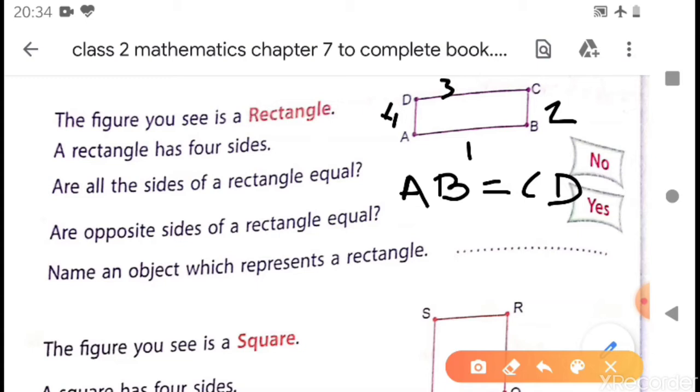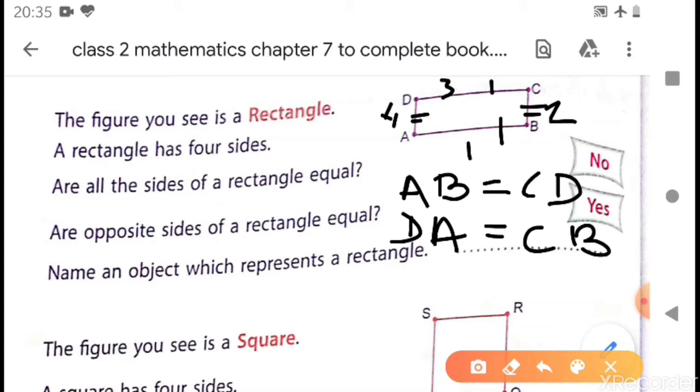And side DA and side CB. That means this side and this side are equal, and this side and this side are equal. Just by seeing the figure you can say this. So therefore that means the opposite sides are equal.